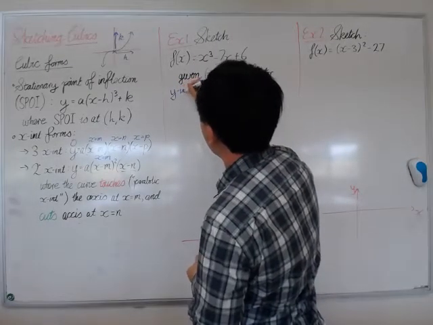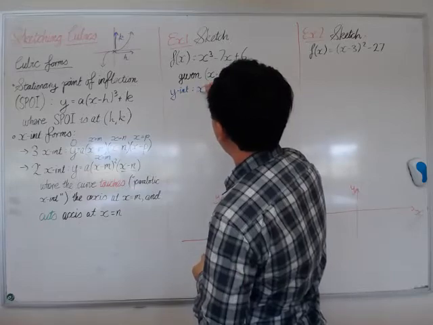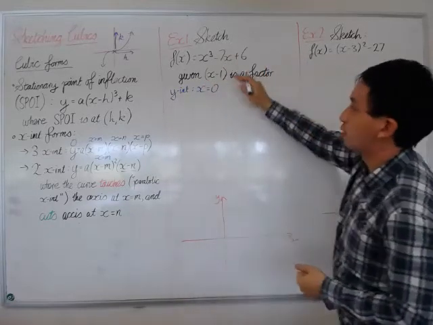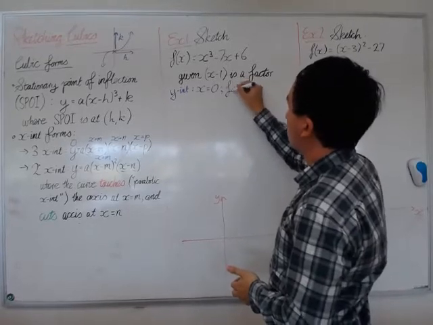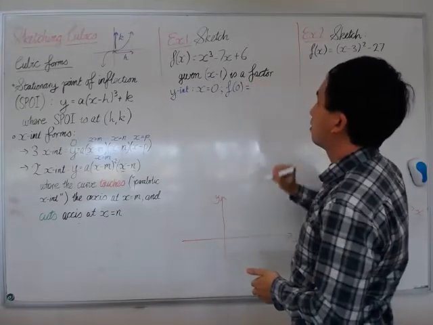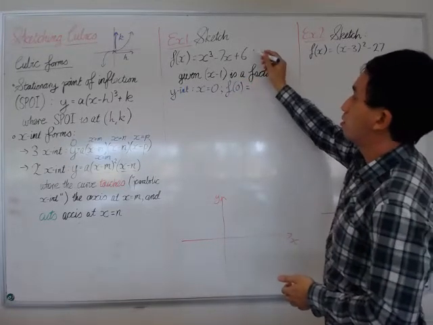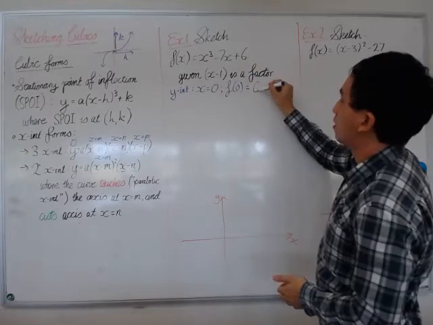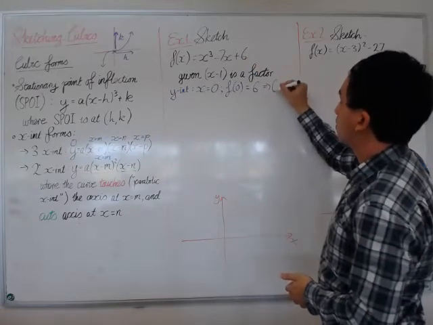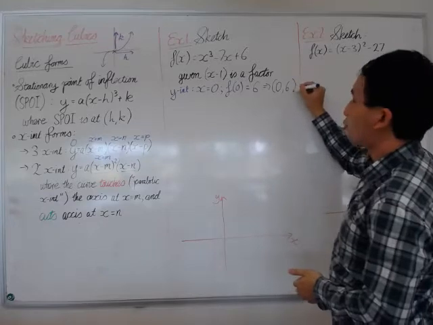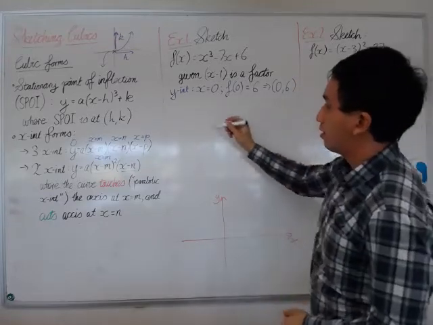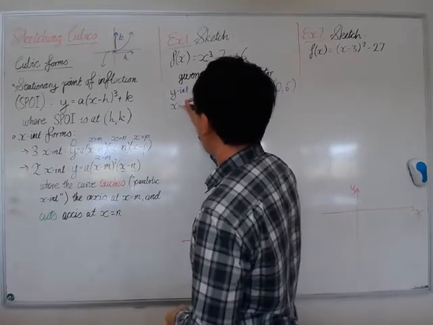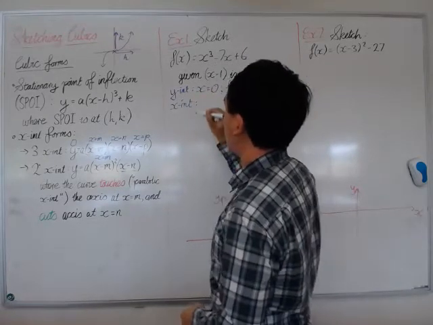So let's have a shot. If x is equal to 0 for the first example here, then f of 0 is going to equal just 6. This means your y-intercept is going to be at (0, 6). Alright, x-intercept, this is where things get a little bit messy.